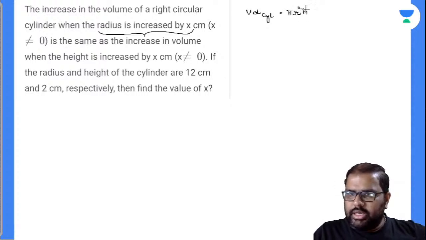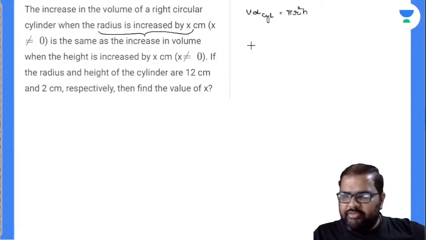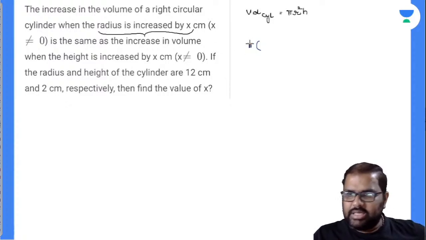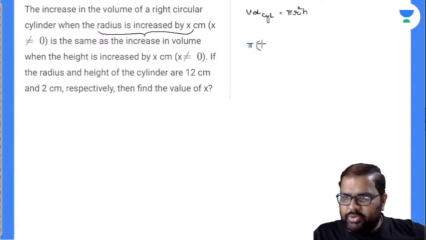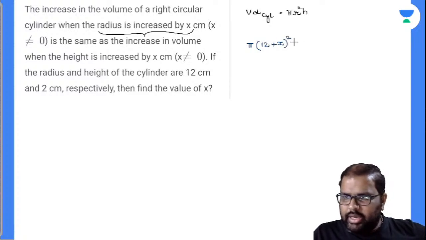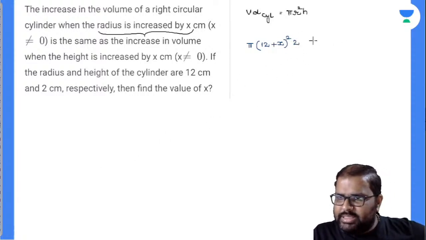So the condition is if you increase the radius by x centimeter. If the radius and height of the cylinder are 12 and 2 centimeters respectively, find the value of x. So r value is 12. Now you have increased this value by x, whole square, into h. H value is nothing but equal to 2. Now see here the same thing. The volume is same it seems.